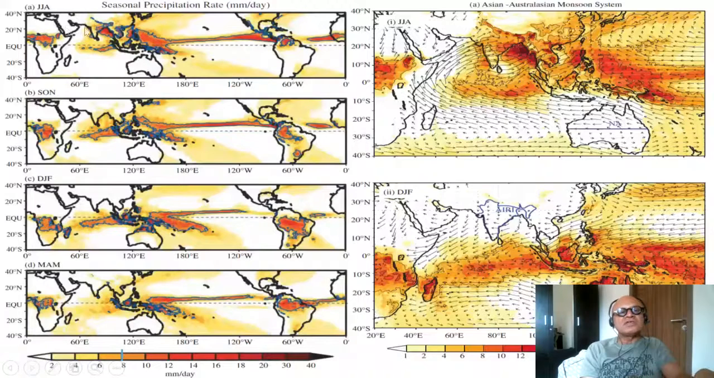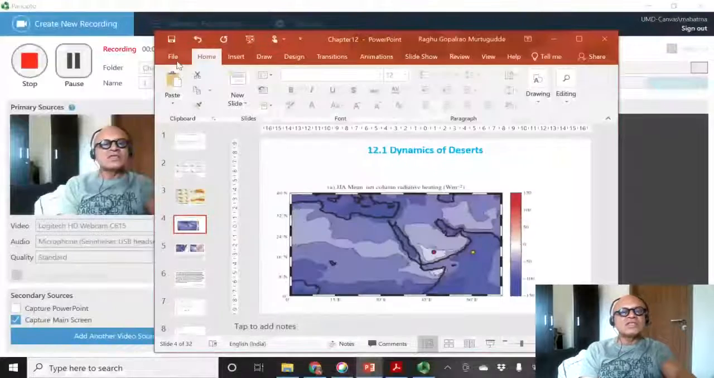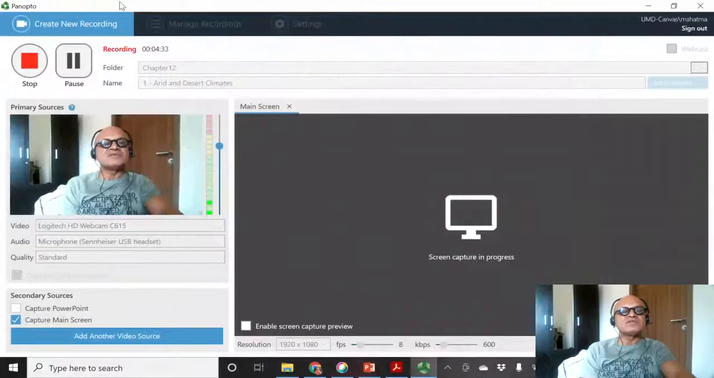So what are the interactions between these deserts and the monsoon, for example? Is it one-way interaction or two-way interaction, and so on? So all these are interesting features. There are of course deserts elsewhere also in the southern hemisphere, and so on. So we will come back and look at the dynamics of the deserts in the next podcast.